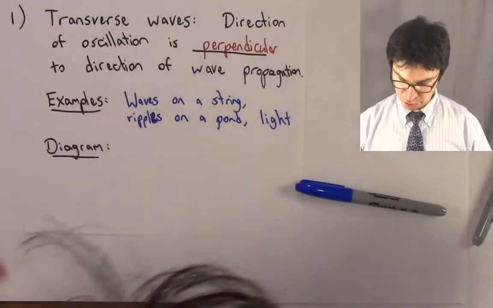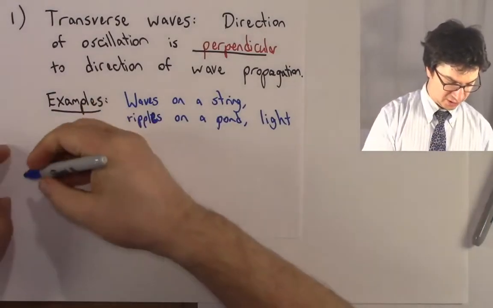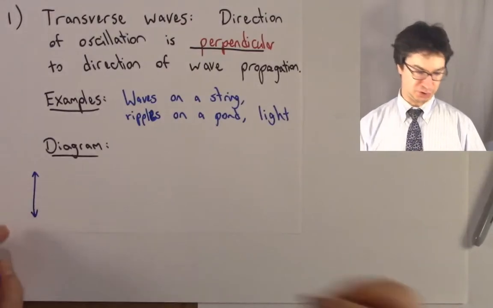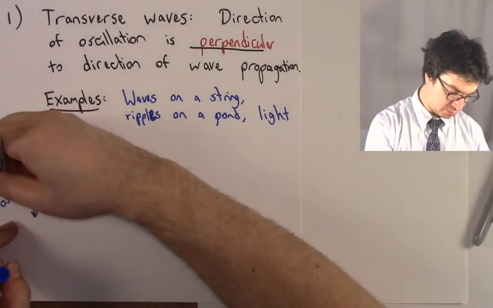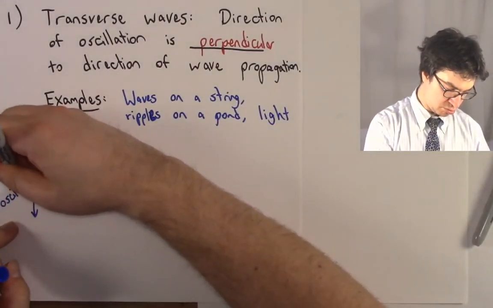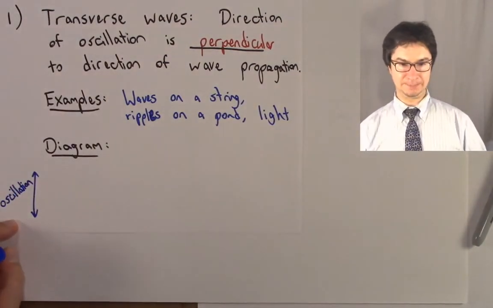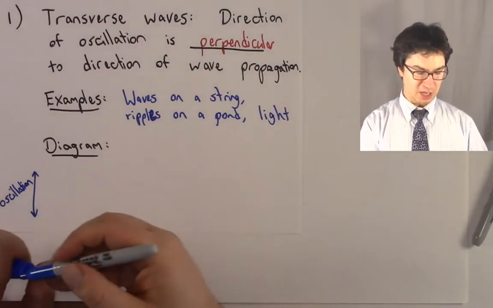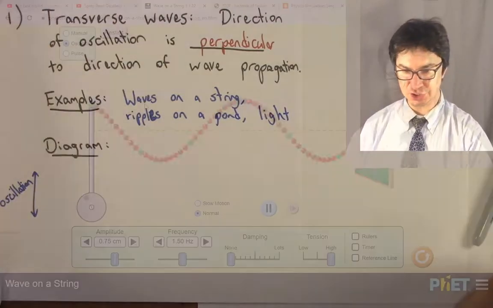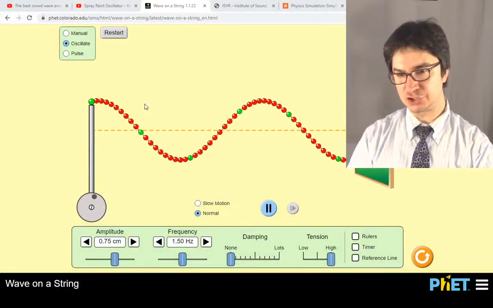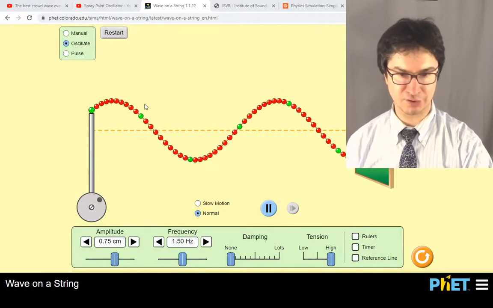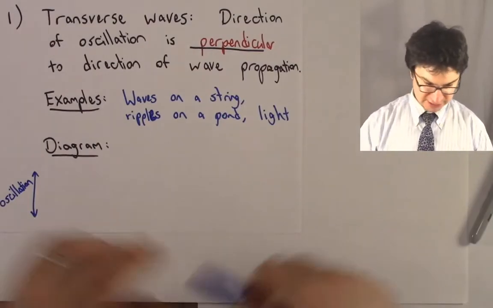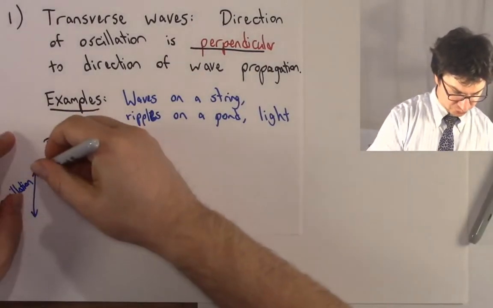right? So in our notes, we want to represent the oscillation as an up and down motion. So if you want to label this oscillation, that's a good idea. So this double arrow represents an up and down oscillation. And from this oscillation, we can see that the wave is traveling to the right. So let's try to illustrate that in our diagram. Let's have a wave traveling to the right.